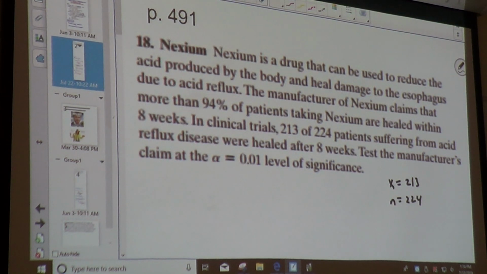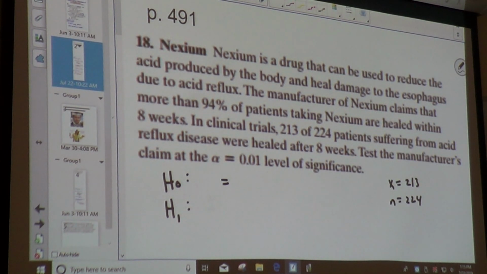So, it claims that more than 94% of patients taking the Nexium are healed within 8 weeks. First thing we want to do is figure out the H naught and the H1. What do you think the H naught and the H1 are going to be? We know this is an equal. Mean equals 0.94. You're so close. 0.94 is not going to be my mean. What is it going to be?